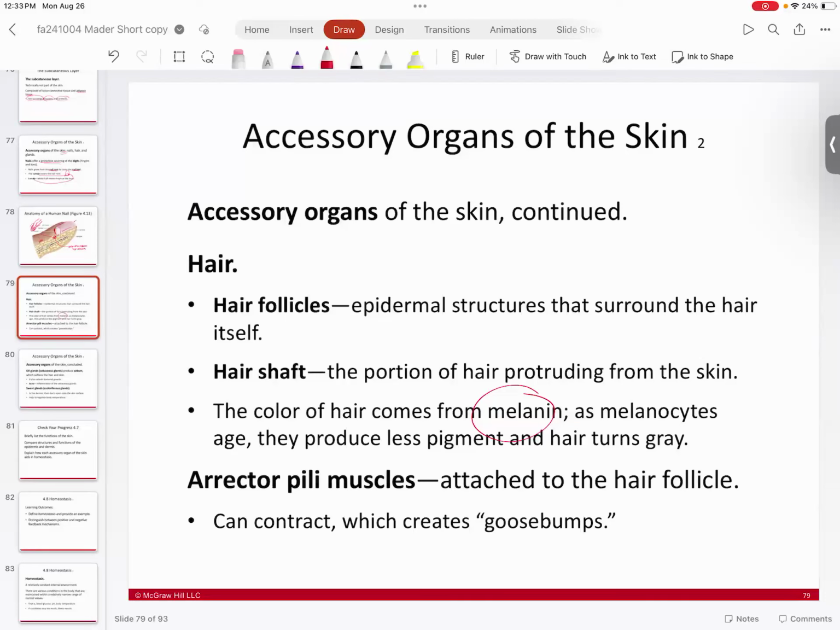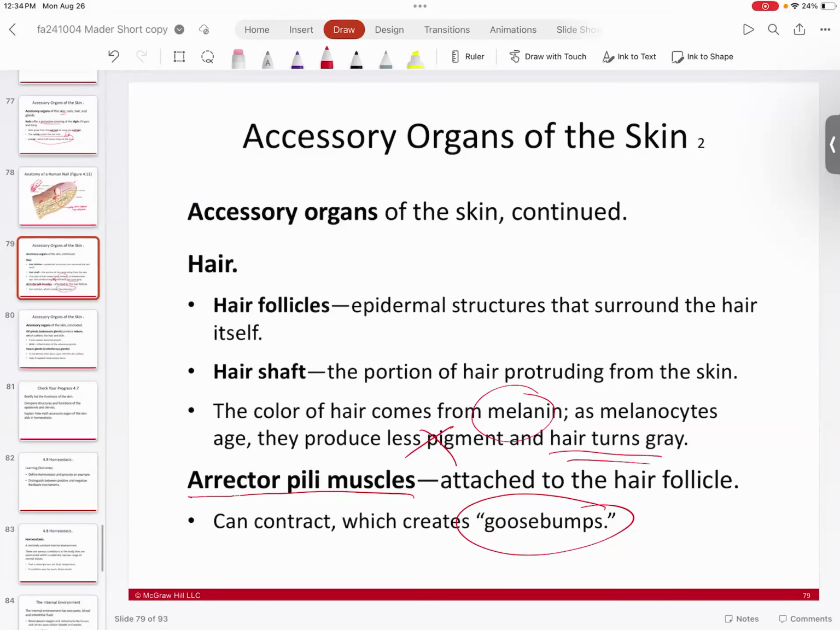As we get older, generally speaking, what happens is these melanocytes produce less pigment because the stem cells responsible for making melanocytes start to die and they just don't reproduce anymore. And then you don't have any more pigment to add to the hair, so it starts coming out gray or white. Attached to the hair shaft is going to be what's called the erector pili muscles. So these guys are the goosebump muscles. So when they contract, they'll cause your hair to stand on end, and that'll create goosebumps.